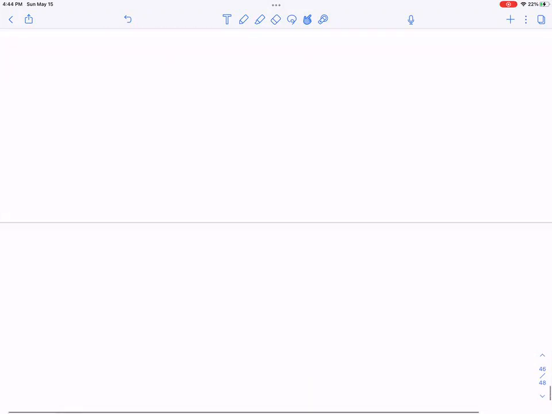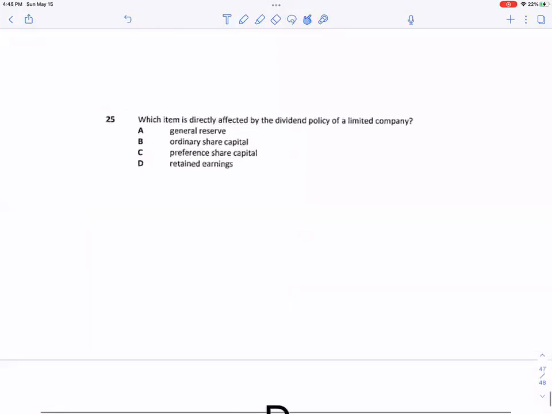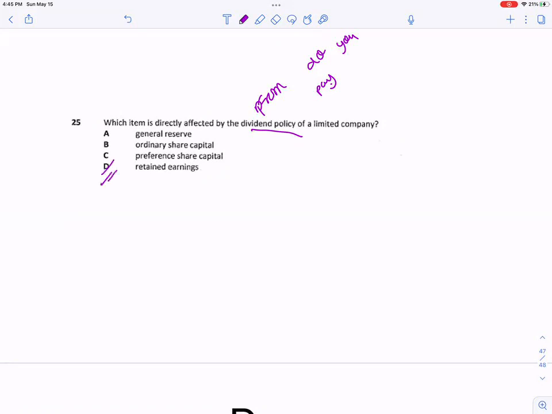Okay. Last one. Limited company done. Which item is directly affected by the dividend policy of a limited company? From where do you pay dividend? From retained earnings. We pay dividend from retained earnings. So what item is directly affected? It is D.